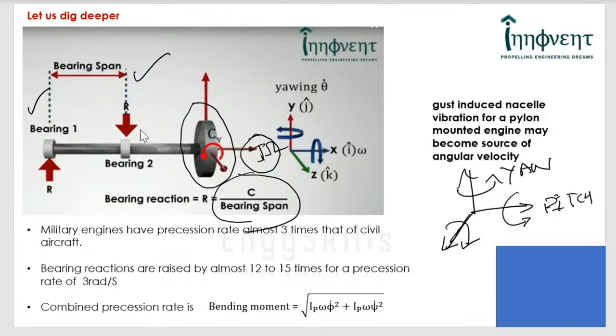You can see that the gyrocouple is in fact going to increase the bearing reactions. If these bearing supports were not rigid, then that would cause a significant deflection of the shaft, and therefore maintaining tip clearances during maneuvers becomes very, very challenging. In fact, if you look at the data, the military aircraft have almost 3 times the precession rate of the civil aircraft, and in fact if you have a precession rate of 3 radians per second, then you would have bearing reactions which are almost 12 to 15 times. That's a mind-boggling number compared to the normal operating load.